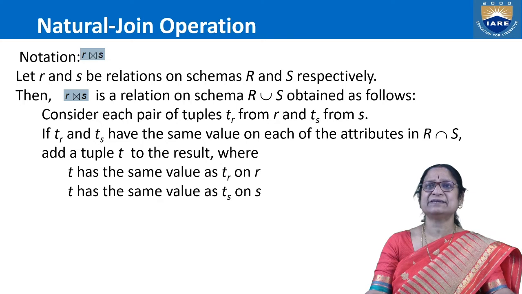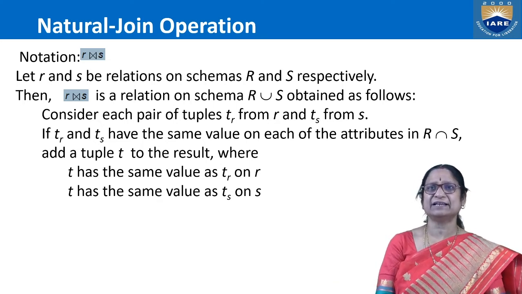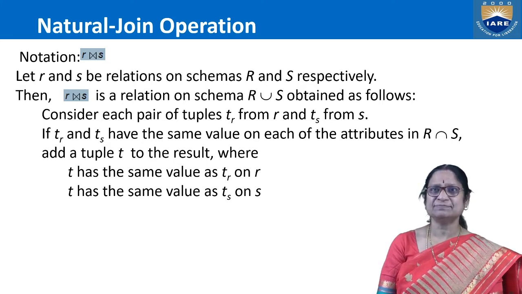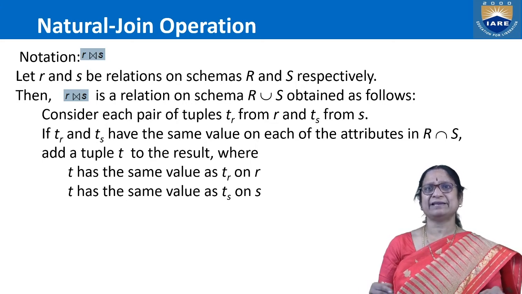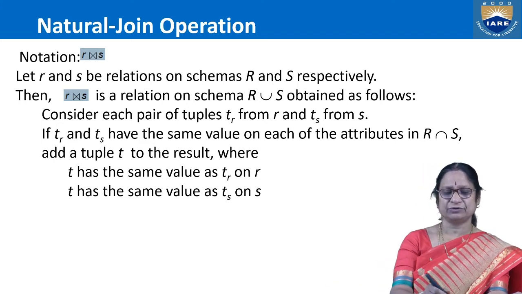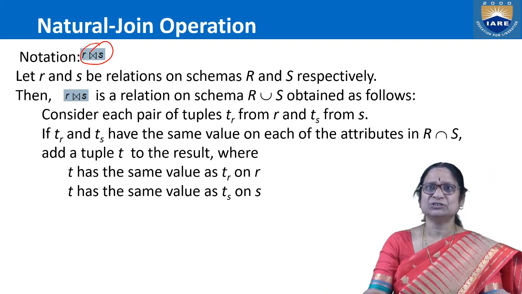The next operation is the natural join operation. The term natural join itself indicates that two relations are joined together. Let R and S be two relations on schemas. The uppercase letters represent the schema and the lowercase letters represent the relation names. These are the two relations r and s. Natural join is represented by this notation. You observe this notation.